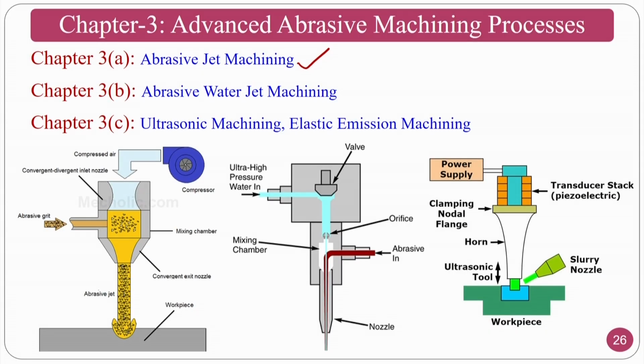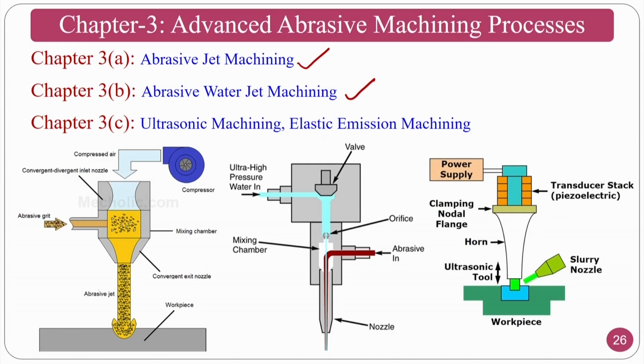For that purpose, people have gone for an advanced version called abrasive water jet machining, where a highly pressurized water jet mixed with abrasive particles is used. Compared to abrasive jet machining, you are going to get a better, narrow, precise structure, whatever you want. Here the divergence is slightly less.